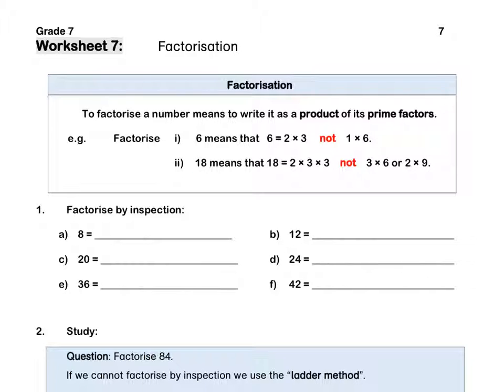For 18, to factorize 18 means 18 is equal to 2 times 3 times 3, because all of these numbers are prime numbers. To factorize 18 does not mean 3 times 6 or 2 times 9, because neither 6 nor 9 are prime numbers.